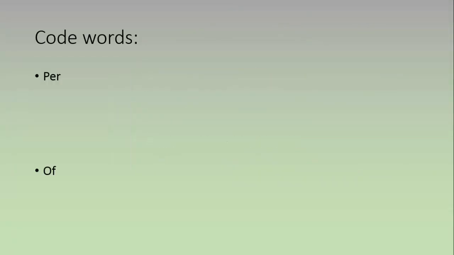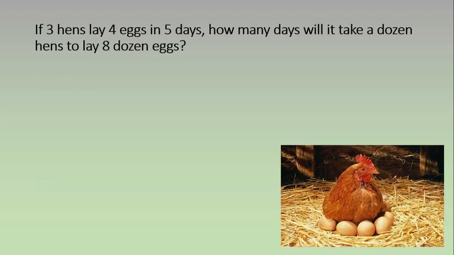Problems. First of all, let's get this straight. When you see the word per, divide. When you see the word of, multiply. Here's a hen problem. If 3 hens lay 4 eggs in 5 days, how many days will it take a dozen hens to lay 8 dozen eggs?